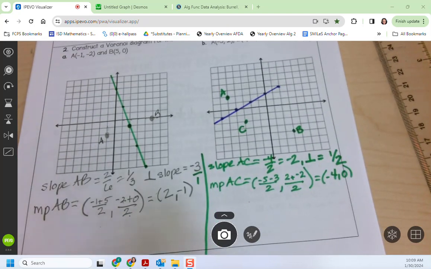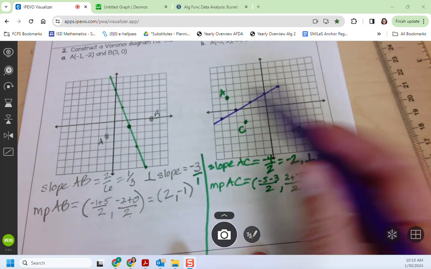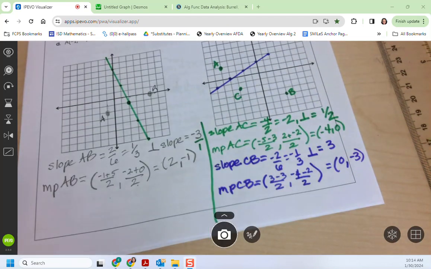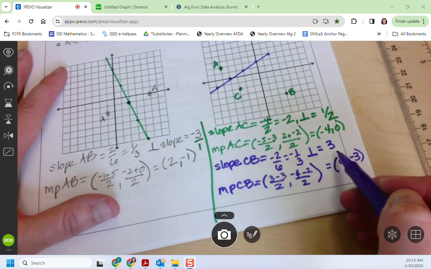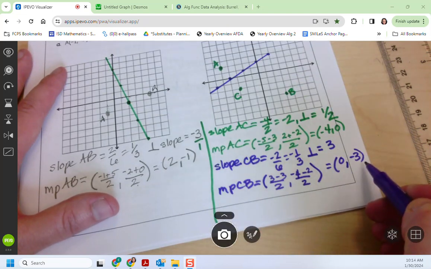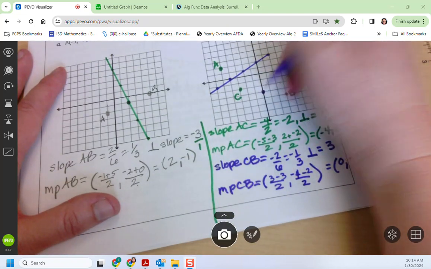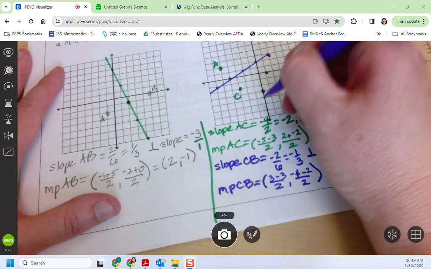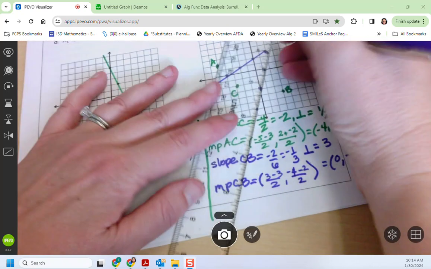All right, I'm going to ask you to try to do the same thing for CB right now. Don't do AB yet because they're so far apart. We'll do that later. Do CB next. All right, so let's take a look at CB. For CB, I got a slope of negative 1/3, so perpendicular is 3. Did you guys get that? And then for the midpoint, I got 0, negative 3. Okay, so 0, negative 3 is here. And then I'm going to do a slope of 3 over 1, so up 3 and over 1.